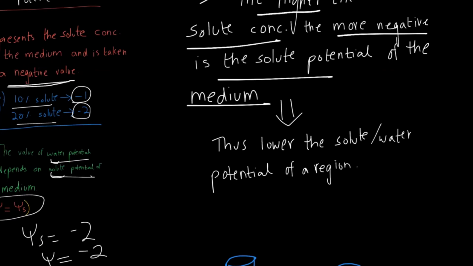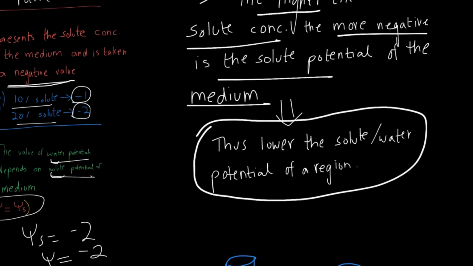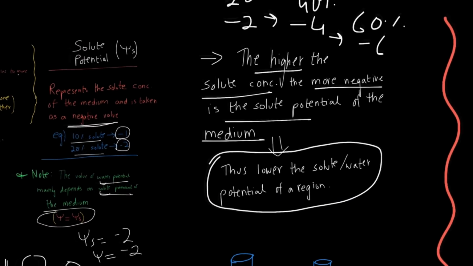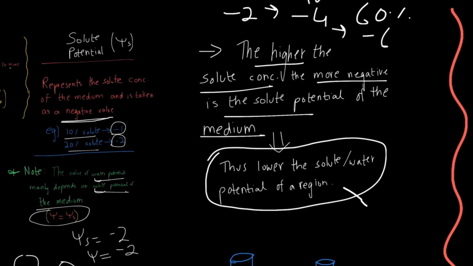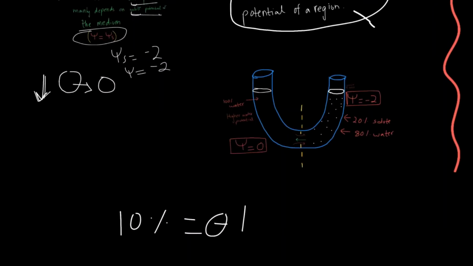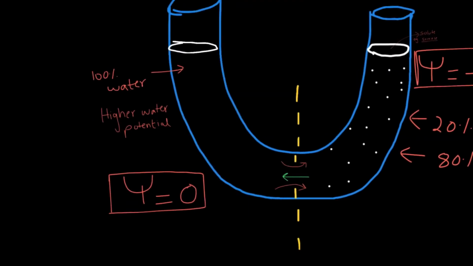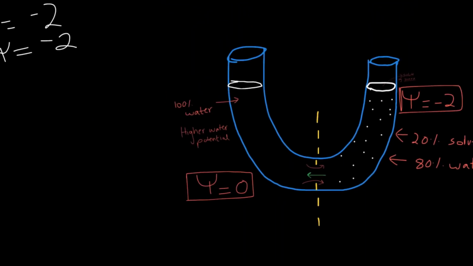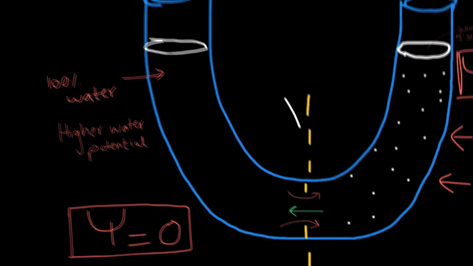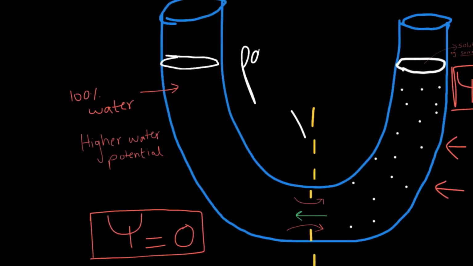Thus, this lowers the solute potential or the water potential of a region, because solute and water potential are essentially the same things. So the solute and water potential of a region is lowered, right? Here's an example I drew out. It's a tube which is separated by a partially permeable membrane. I forgot to mention it right here. A partially permeable membrane, right?